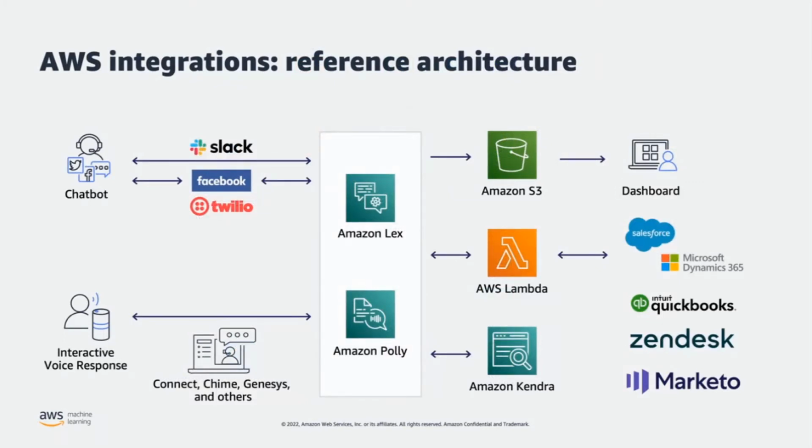So let's take a look at an example. On the left-hand side here, we can see a user using the chatbot, for example, through Slack or Facebook or Twilio. And in the middle in the white is QnABot. And through those channels, or even down below, like for example, Amazon Connect or Chime or Genesys or other contact centers, they can use QnABot to pull the information on the right-hand side through various data sources.